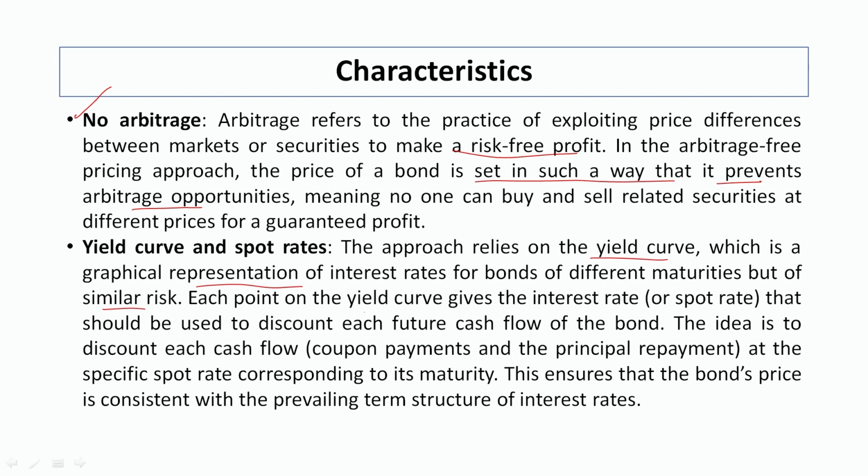Each point on the yield curve gives the interest rate, that is the spot rate, that should be used to discount each future cash flow of the bond. So, the idea is to discount each cash flow at the specific spot rate corresponding to its maturity. This ensures that the bond price is consistent with the prevailing term structure of interest rates.